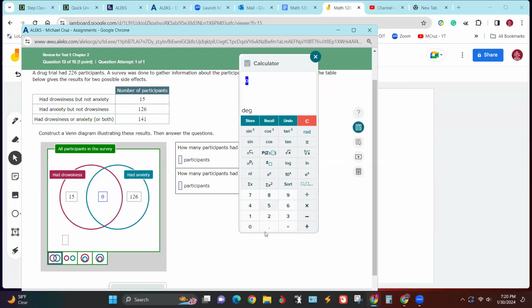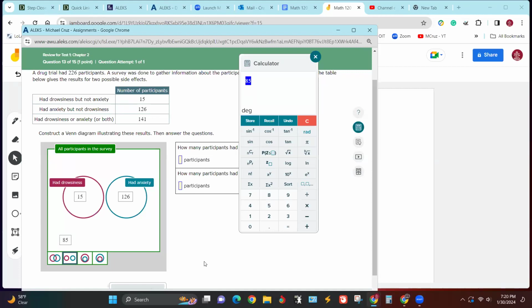You've got to change the diagram. You're right. I'm going to put this number in first. So 126 plus 15 is 141, from 226. So that means that 85 had neither of those side effects. And so if I just go through here now, see, because there's 0 for both, that means they don't touch. That means they don't overlap.